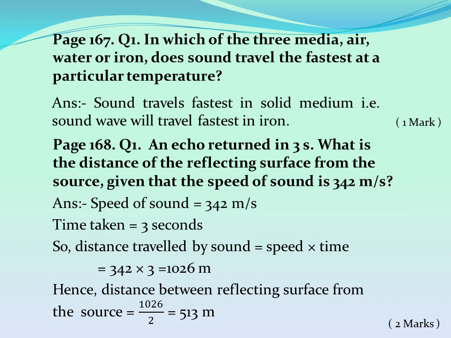Page number 168, question number 1. An echo returned in 3 seconds. What is the distance of the reflecting surface from the source given the speed of sound is 342 meter per second? Answer. Speed of sound equals 342 meter per second. Time taken equals 3 seconds.